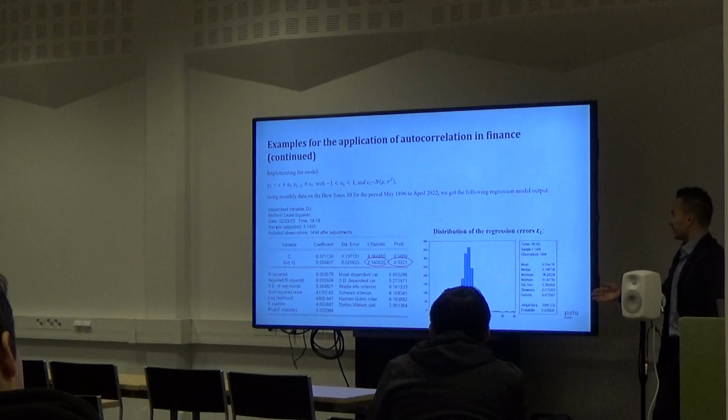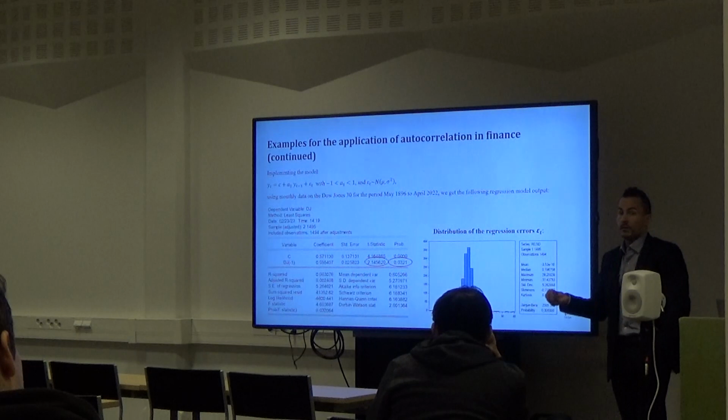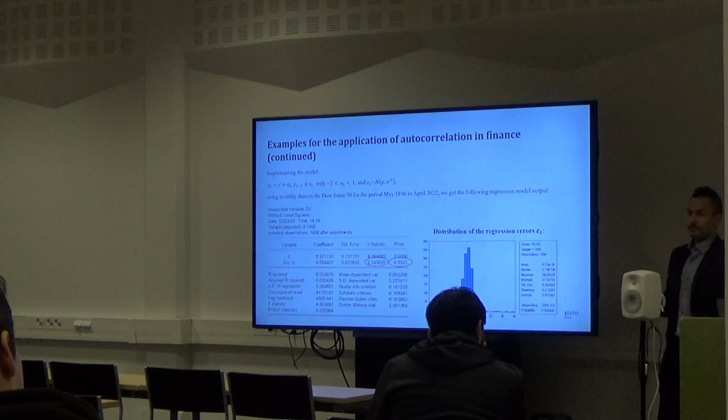The JB test assumes under the null hypothesis that the data is normally distributed. And when you reject the JB test, you reject the null hypothesis of normally distributed data. And this is also what you do here. Data is not normally distributed. The p-value is zero.